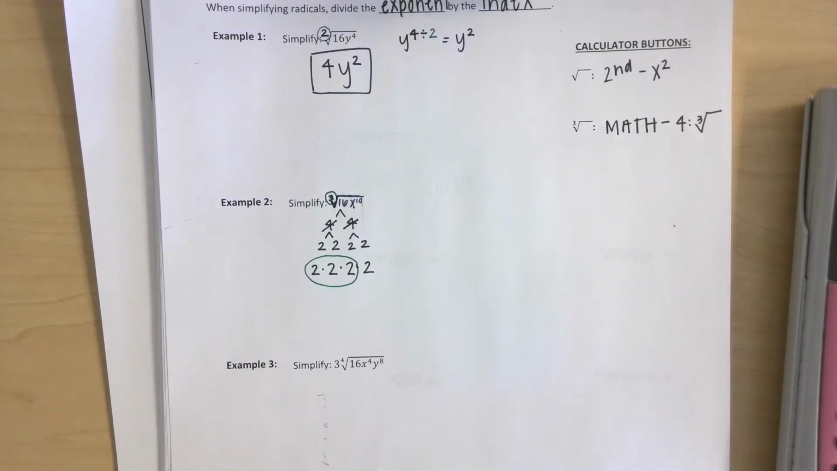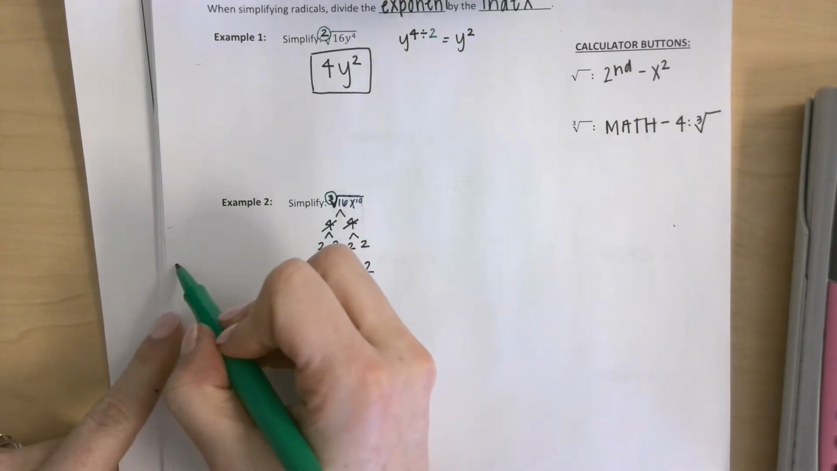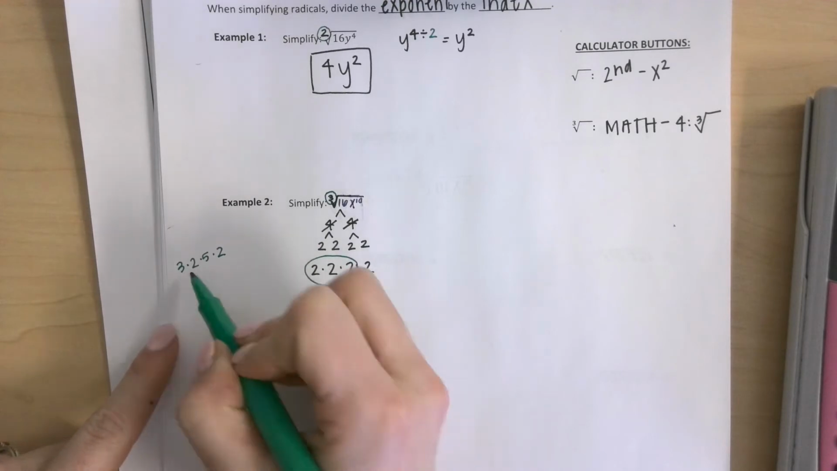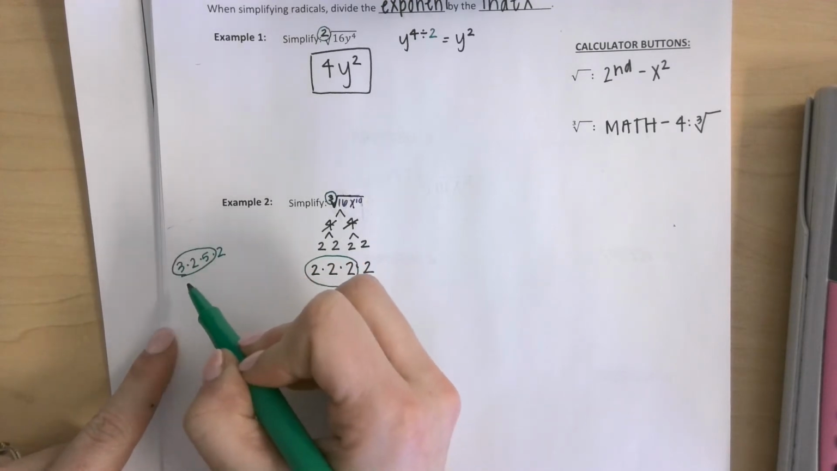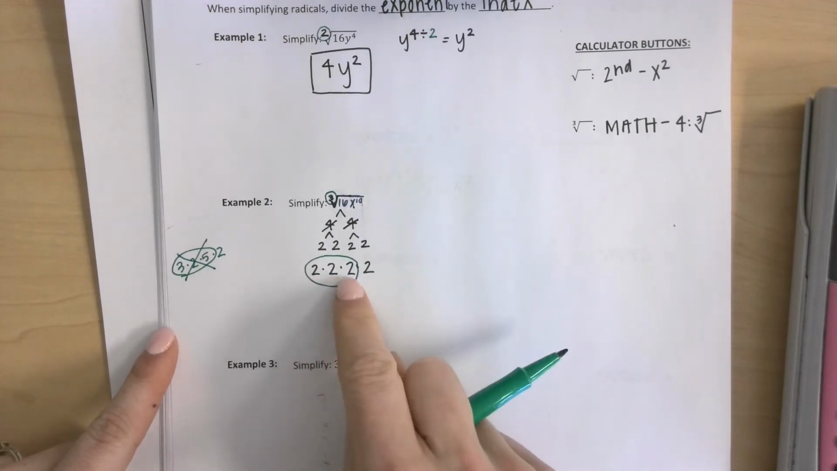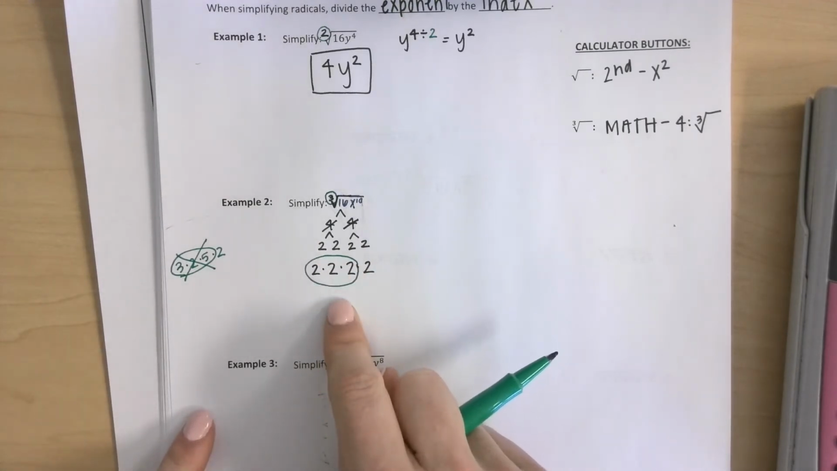Only like numbers can group together, so if you had like 3 times 2 times 5 times 2, I could not group the 3, 2, and 5 because they're not the same number, so this would not work. They all have to be the same number in order to group together.